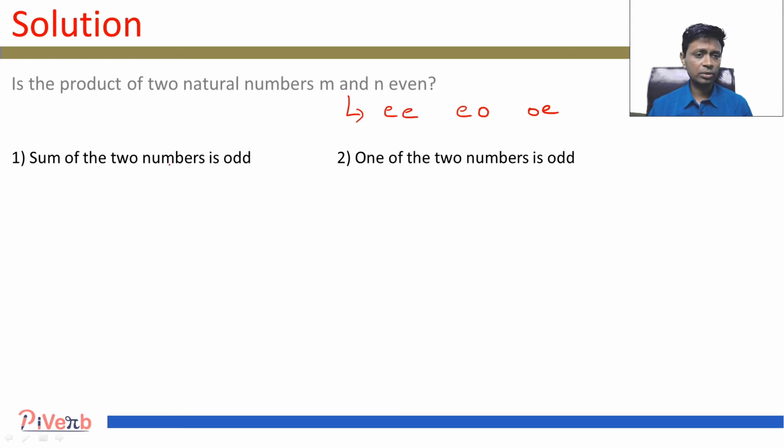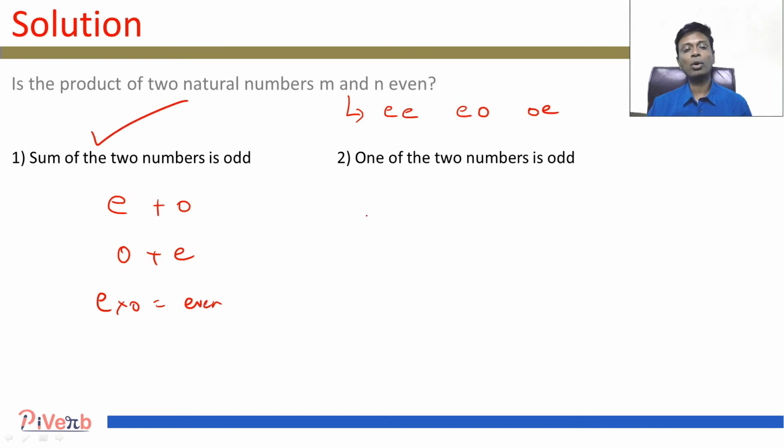Statement 1: the sum of two natural numbers is odd. When can this happen? When will the sum be odd? It's either even plus odd or odd plus even. Is the product of two natural numbers even? If the sum of two numbers is odd, then definitely we have one even number and one odd number. Even number into odd number is even. So statement 1 is sufficient. If the sum of two natural numbers is odd, that means one of them is odd, the other is even. If they have one odd natural number and one even natural number, the product will be even. Statement 1 is sufficient.